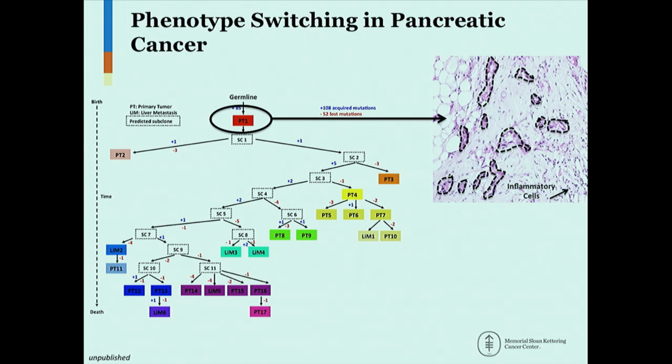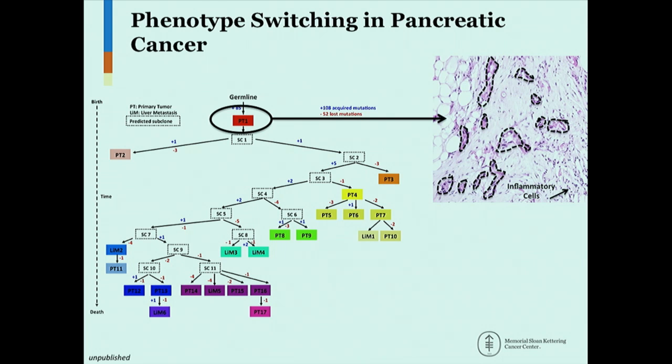But this patient, this is what sample PT1 looks like. So PT1 is not the parental clone, because the parental clone no longer exists, but it's closest in relationship to what that parental clone would be. And this looks like a prototypical pancreatic cancer. What's circled are the tubular glands of the neoplasm.